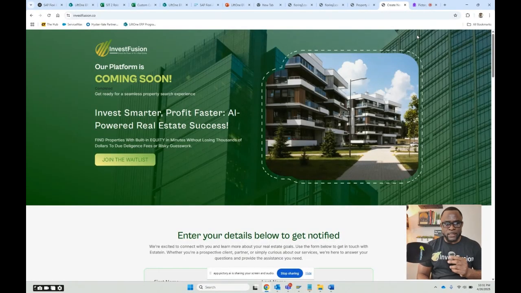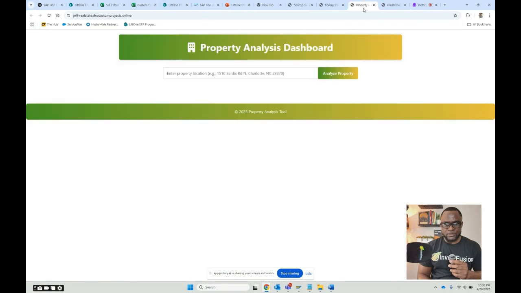So here I am logged in to InvestFusion, but if you're here for the first time, you want to go to investfusion.co, make sure to register, and then you'll gain access to the dashboard. Now, the very first thing I want to do, because I already have a property in mind, I've been looking at this property for some time. So I'm going to type this property in and do the property analysis once I enter this information. Give me a minute, I'll pause this video and enter the full information on this property.